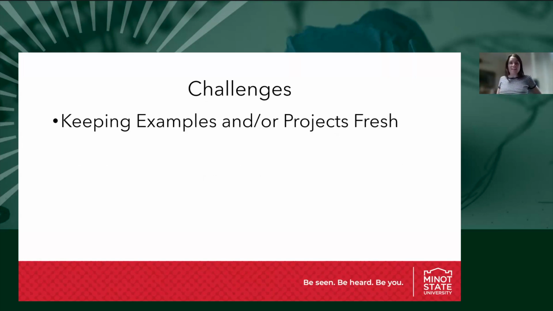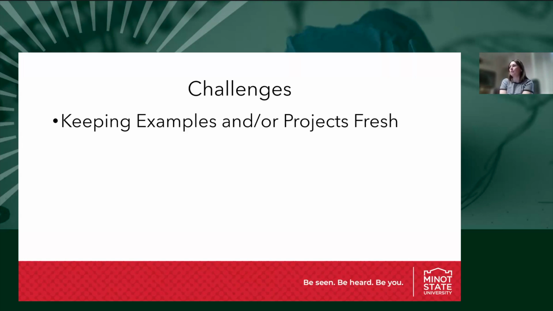So of course, including active and experiential learning in our classrooms can be really fun, but there also can be many challenges that come along with it. And so we've identified some of the challenges that we've seen in attempting to do this.